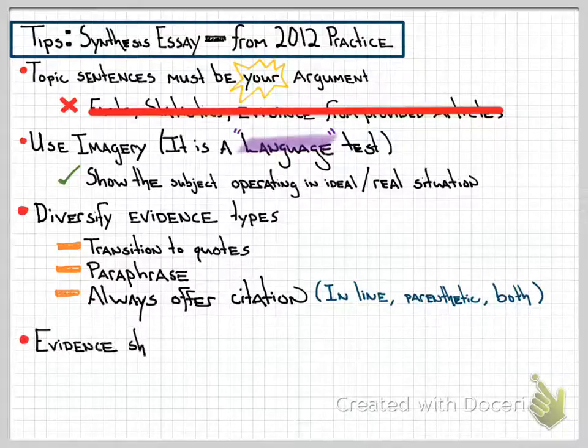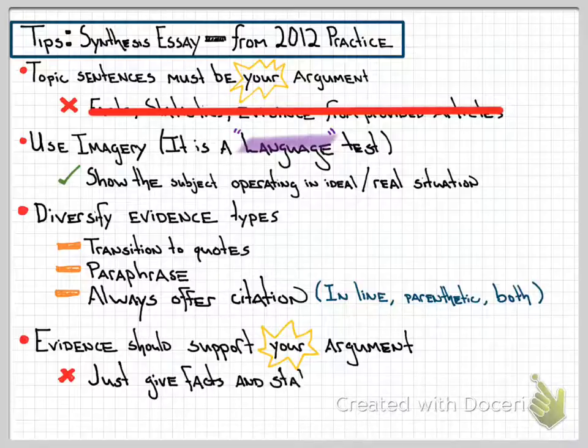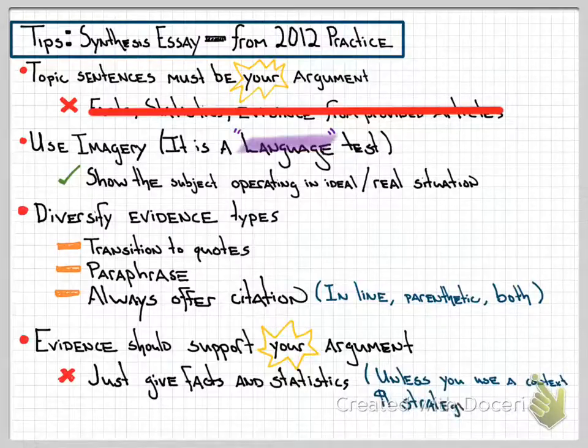Your evidence should always support your argument. Don't provide evidence just to give the facts and statistics clarifying a problem, unless you use a context paragraph strategy. Otherwise, your argument needs to be central and supported by the evidence. So don't think that facts, all by themselves, count as the kind of evidence AP wants to see.